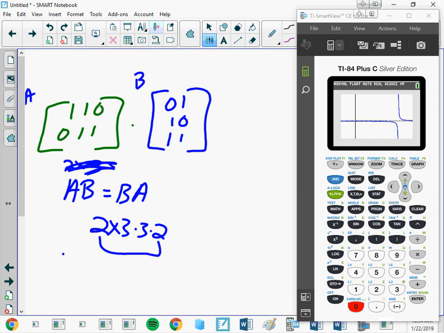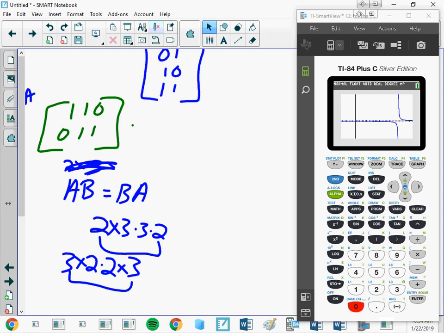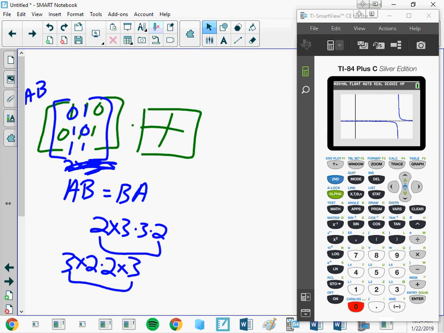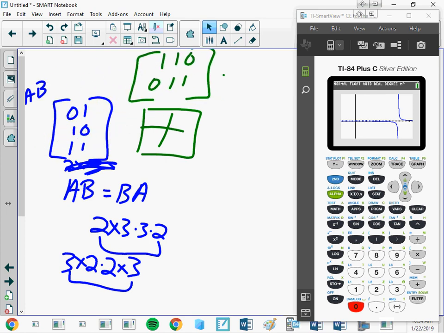What if I flipped them? 3 by 2 times 2 by 3. Can I do that? Yes, but the answer is a 3 by 3. So how do we multiply these? So you take the second one and lift it up, and then you build a 2 by 2 box to do the multiplication. And if I flipped them, then I would need a 3 by 3 box to make it work.